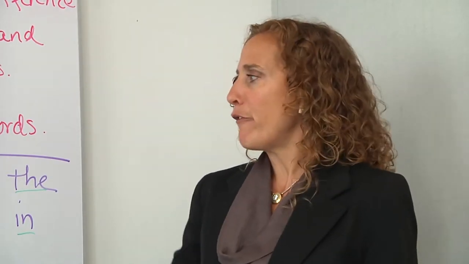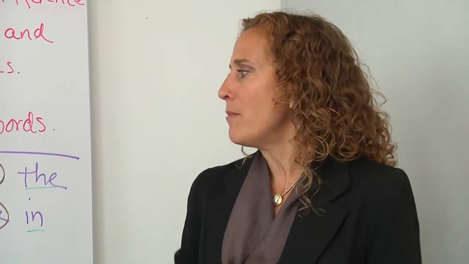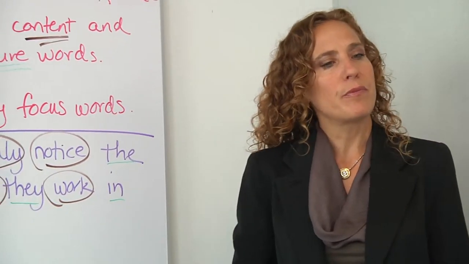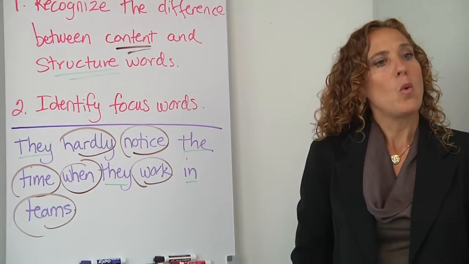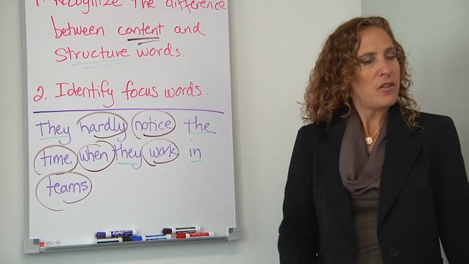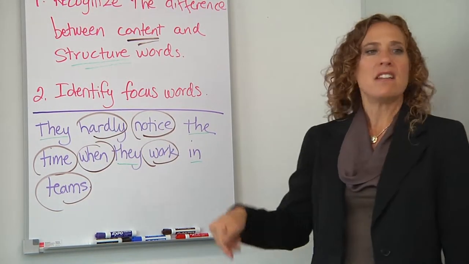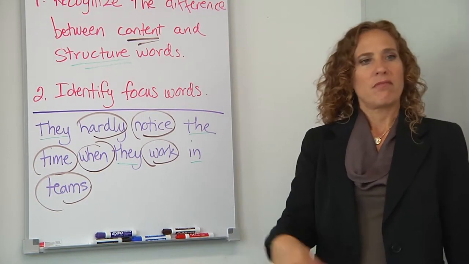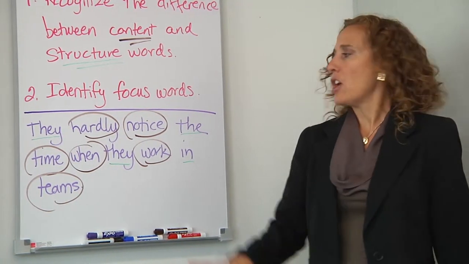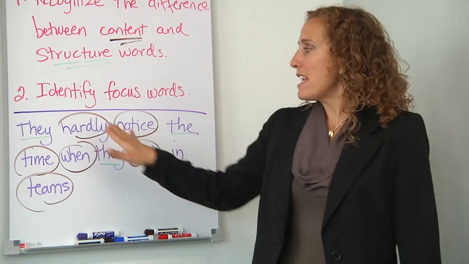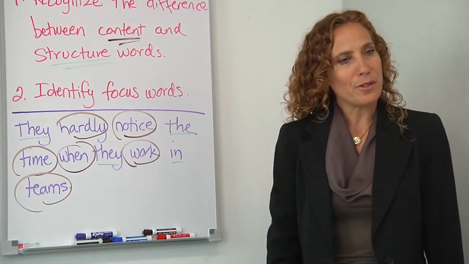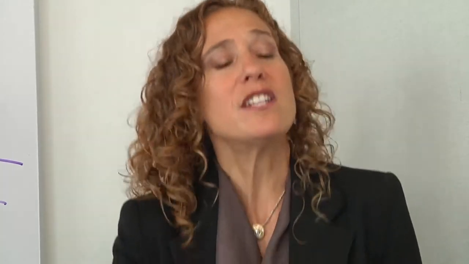So I want you to say for me, hardly notice time when work teams. Hardly notice time when work teams. That's right. You gave me a message. Now say for me, they, in. They, in. No message. Now put it together and give me the emphasis on these circled words. They hardly notice the time when they work in teams. You try. They hardly notice the time when they work in teams.